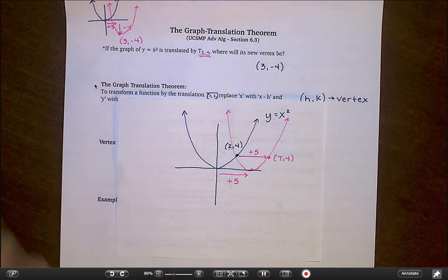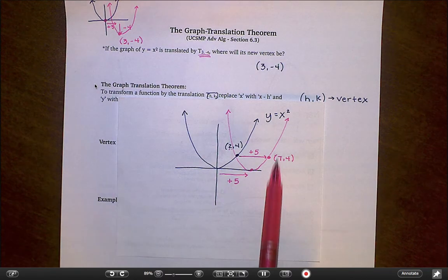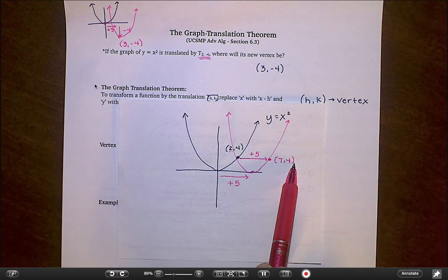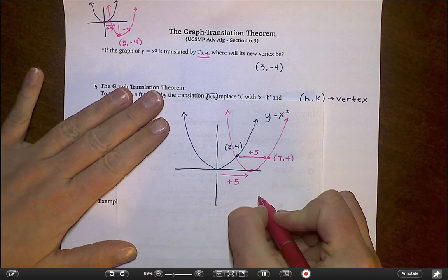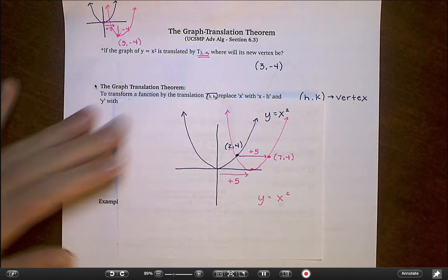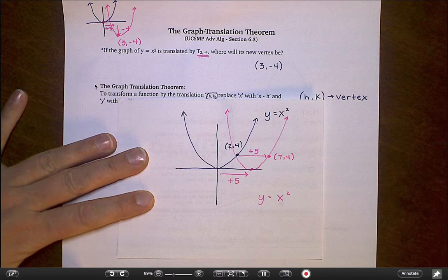So when I write the equation for this pink parabola, I need it to work out where when I plug in a 7, I get 4 out as my answer for y. I need this coordinate to show up on my new parabola. Well, we know y equals x squared is not going to cut it, right? If we just use the same old y equals x squared, 7 squared does not give me 4.